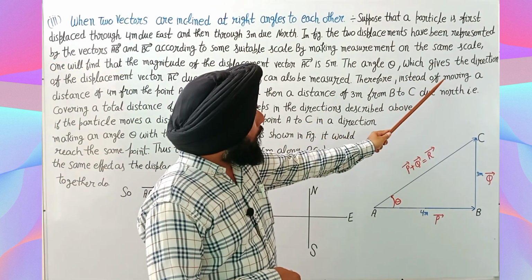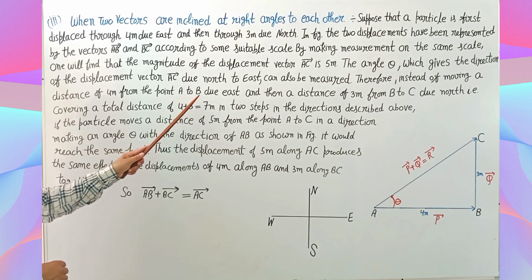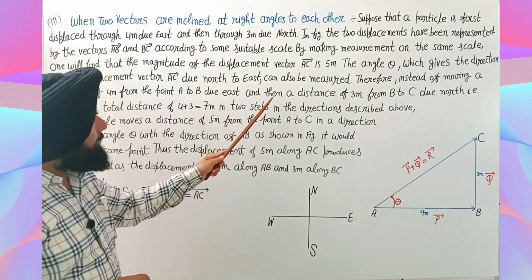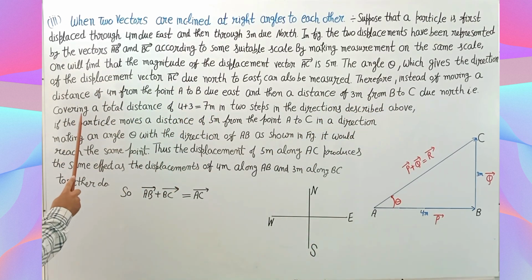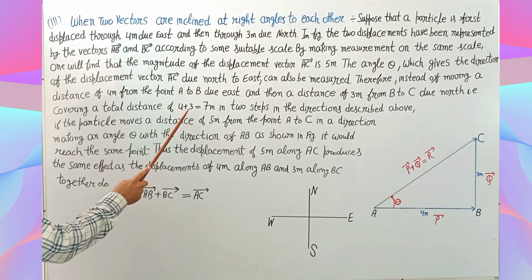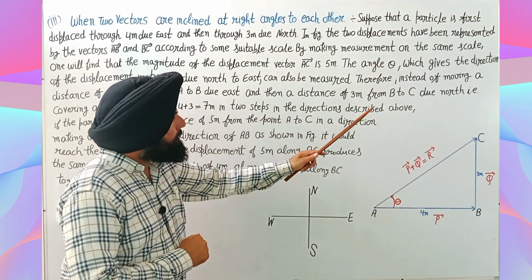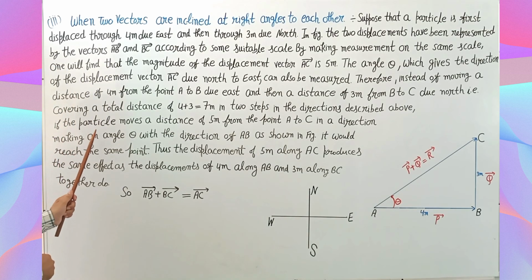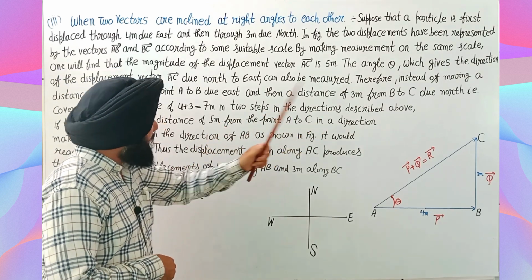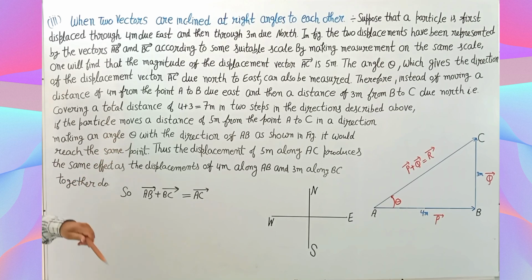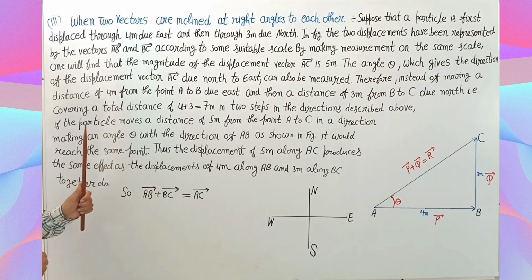Therefore, instead of moving a distance of 4 meters from the point A to B due east, and then a distance of 3 meters from B to C due north, that is covering a total distance of 4 plus 3 equal to 7 meters in 2 steps in the direction described above, if the particle moves a distance of 5 meters from the point A to C in a direction making an angle theta with the direction of AB as shown in the figure, it would reach the same point.